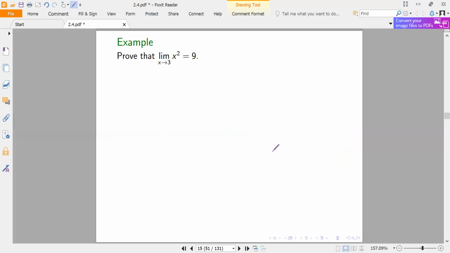Let's take another example. I hope the previous example was clear. If it's not, please try to go through it again, or you can email me if you're really struggling. Here we have to prove that the limit as x approaches 3 of x squared is 9.